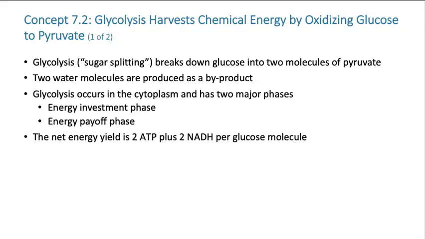Glycolysis occurs in the cytoplasm and has 2 phases. There's the energy investment phase, in which we're going to be using up a little bit of ATP. And then we have the energy payoff phase, in which we're going to be making a bunch of ATP, actually 4 total. In the energy investment phase, we're using up 2. 4 minus 2 is 2. So that's why we say that the net yield of glycolysis is 2 ATP. And then we get some NADH as well.